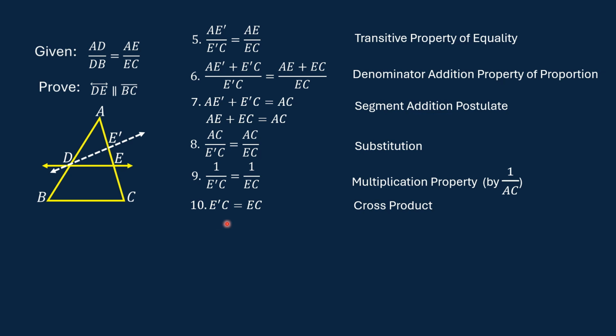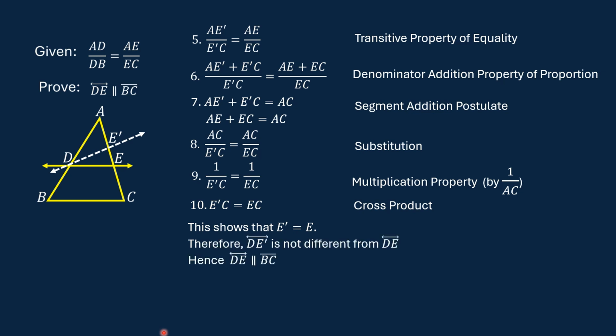Now let us look at this step. This is E prime C, this is EC. E prime C is equal to EC. For this to be a true equation, it must be that E prime is equal to E. So this shows that E prime is equal to E. Therefore, line DE prime is not different from line DE. Hence, line DE is parallel to side BC.